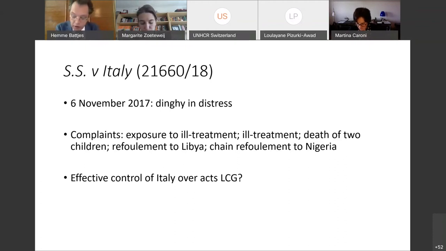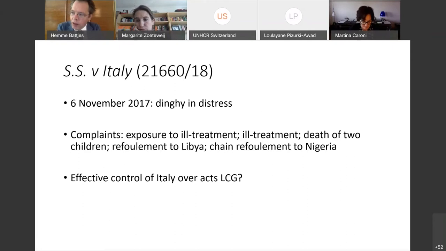Now, eventually, the Sea-Watch was able to save 59 people and brought them to Italy, and 37 of those migrants were able to climb aboard the Ras Al Jadar, where they were tied up, brought to Libya, where several of them were detained in quite brutal conditions and beaten. And a number of the survivors have brought complaints before the European court, namely exposure to ill treatments, the death of two children, because of this big wave caused by the Ras Al Jadar, refoulement to Libya, and chain refoulement to Nigeria.